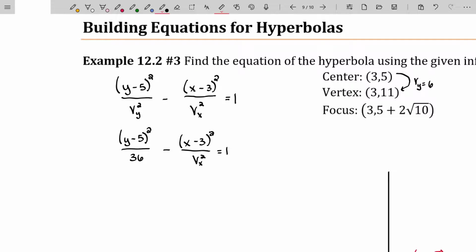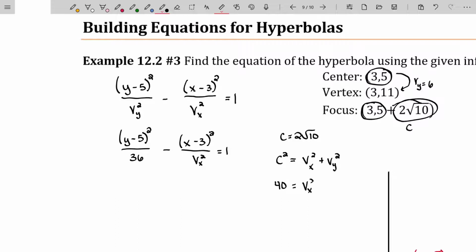Then they give us a focus. And the focus is always c units away from the center. Well, our center is at 3,5, and our focus is at 3,5 plus this. So this must be c. C is equal to 2 root 10. Now remember, c squared should be v sub x squared plus v sub y squared. So if you square c, you'll get 4 times 10, or 40, is equal to v sub x squared plus v sub y squared, which we know is 36. Subtract 36 from both sides, and you'll get v sub x squared is 4.